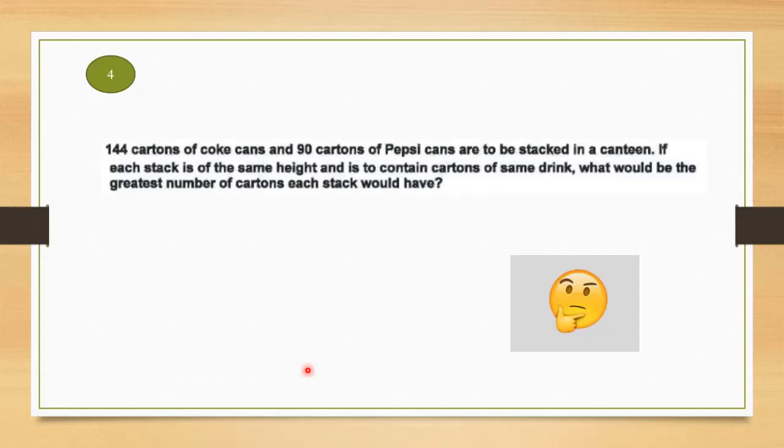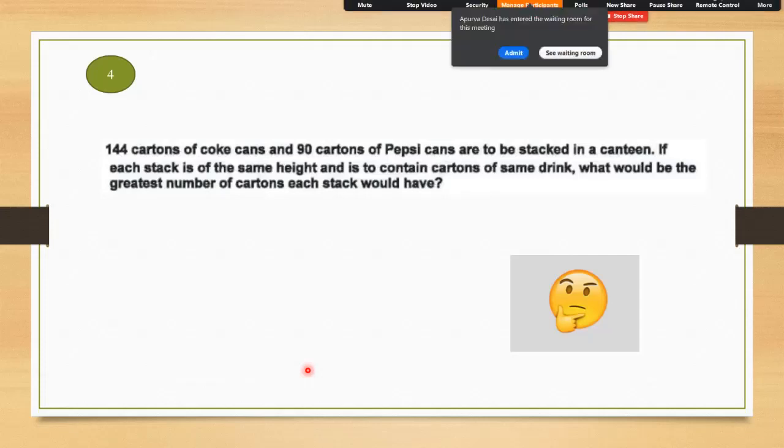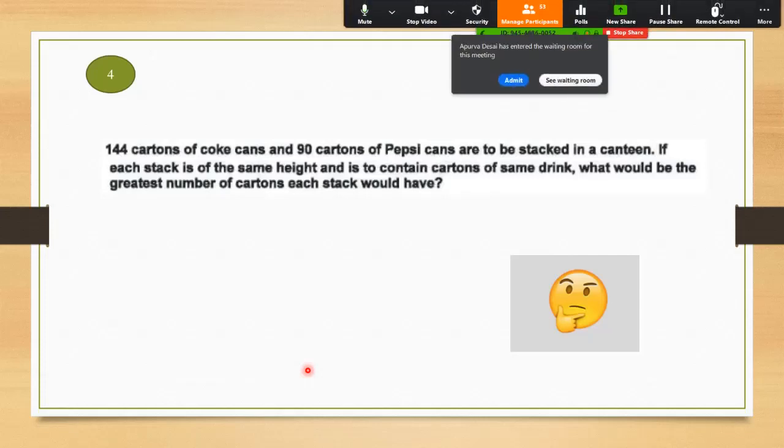144 cartons of Coke cans and 90 cartons of Pepsi cans are to be stacked in a canteen. If each stack is of the same height and is to contain cartons of the same drink, what would be the greatest number of cartons each stack would have?